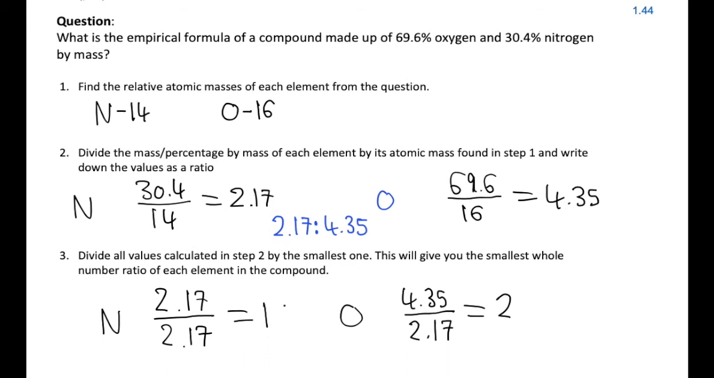So this is the smallest whole number ratio, or the simplest whole number ratio of the elements that we have in this compound. We have 1 nitrogen for every 2 oxygens. This means that the empirical formula in this case is NO2. So that's how we do it. The calculation essentially remains the same if we're using the masses in grams of each element instead of their percentage composition by mass like we've done here. And you will see an example where we do just that in a minute.